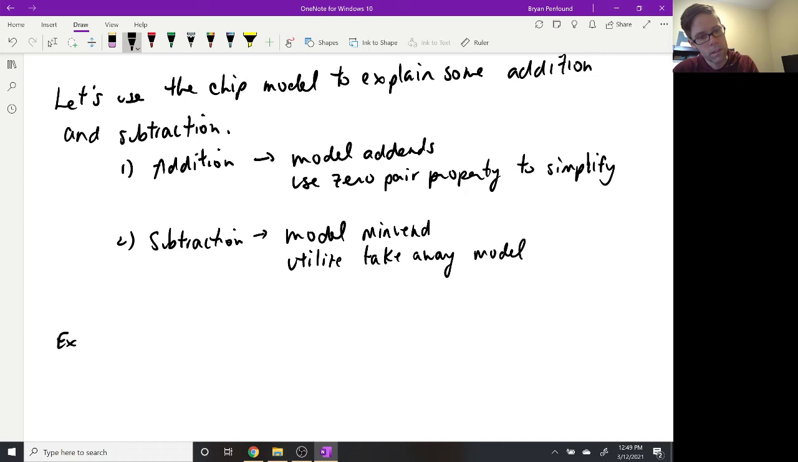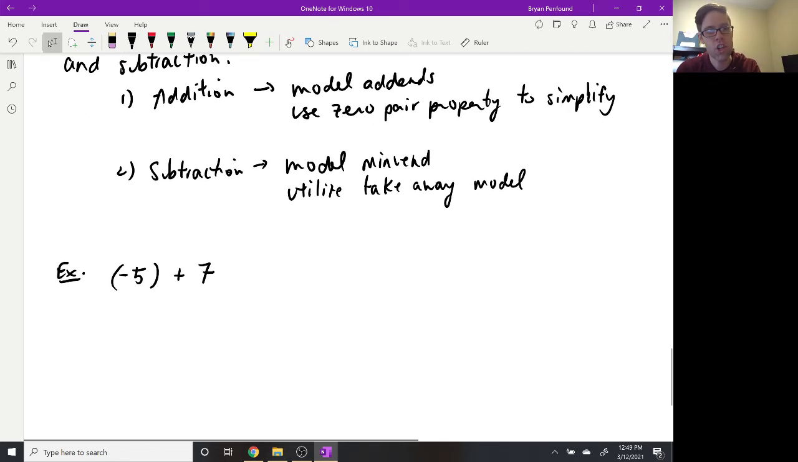All right, so let's take a look at a couple examples. Let's try a nice straightforward addition question. Let's do -5 plus 7. How could I try to motivate that -5 plus +7 is equal to +2? How do I motivate that using the chip model?